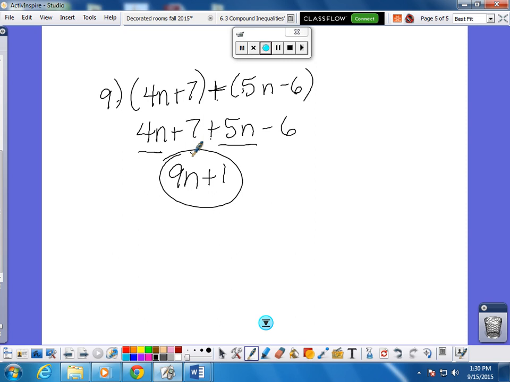Some people put 13 right here. What did they do? They added 7 and 6. They didn't pay attention to the signs, okay?